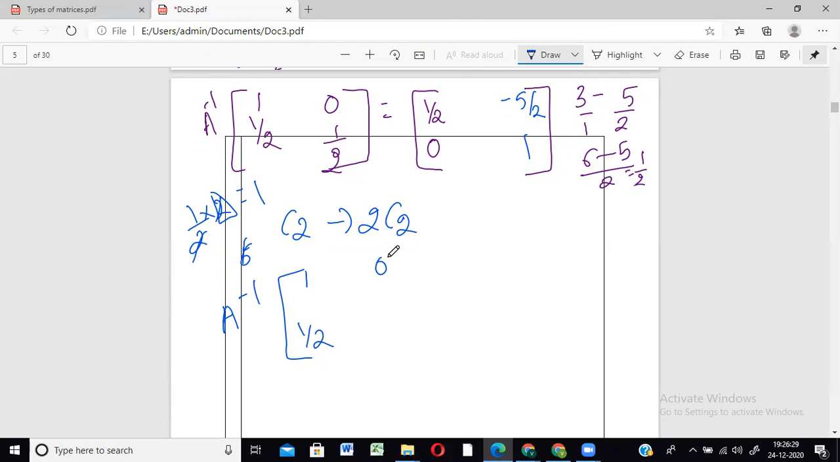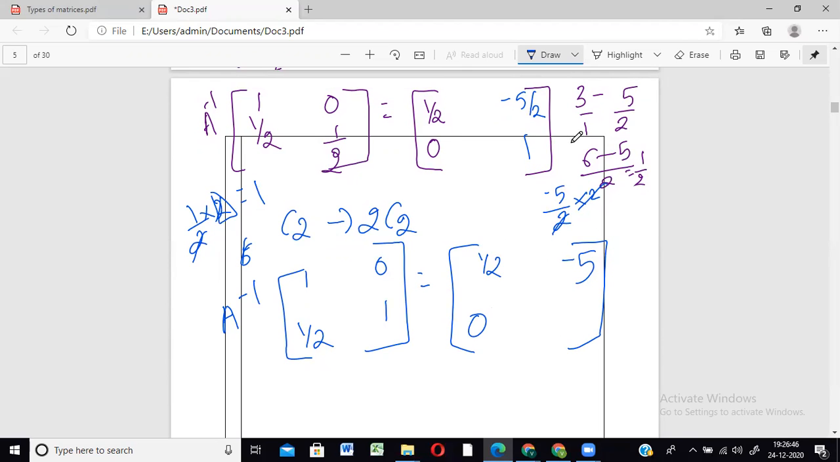So 0 into 2 doesn't make a difference. And this will be half into 2. That again gives you 1. Here again, C1, no change, as it is. C2 here, I'm going to multiply minus 5 by 2 into 2. So that becomes minus 5. 1 into 2 then becomes 2, right? Yes, so now the one remaining thing is only about this term. Half has to be made 0, then this will become an identity. So then we can easily tell that the value of A inverse is equal to this answer.